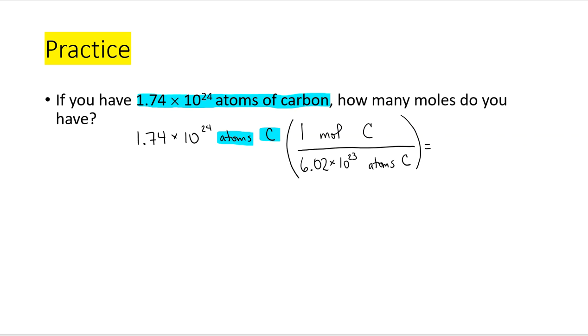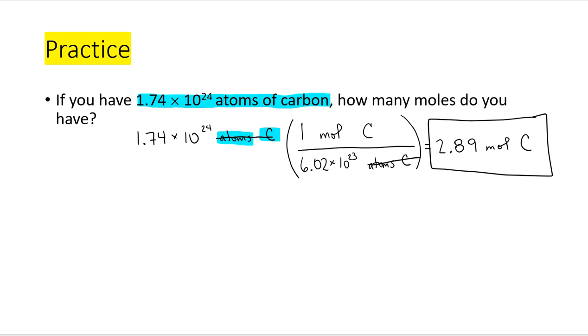Okay, so then this is a one-stepper. Double check, make sure that everything cancels. Atoms of carbon cancels with atoms of carbon. So we get 1.74 times 10 to the 24th divided by Avogadro's number, 6.02 times 10 to the 23rd. That gives us 2.89 moles of carbon.